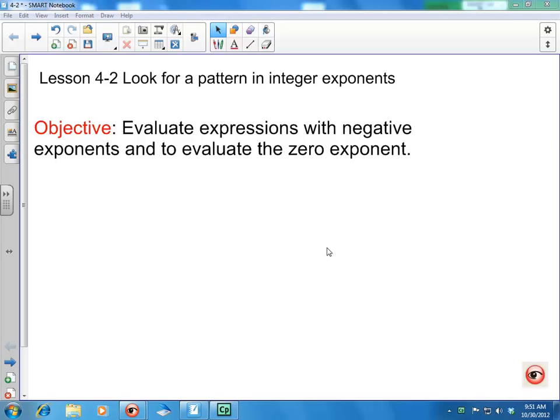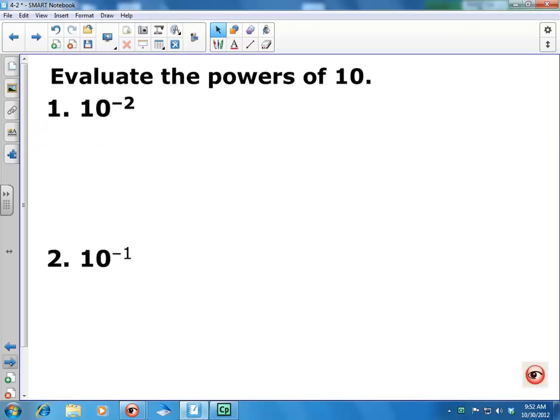Today we are going to be continuing on with our exponent work, except today we're going to have negative exponents. The negative exponents, we treat those a little bit differently than we treated our exponents yesterday, but it's not hard. So let's take a look at our first example. The first two things we have here say evaluate the powers of 10.